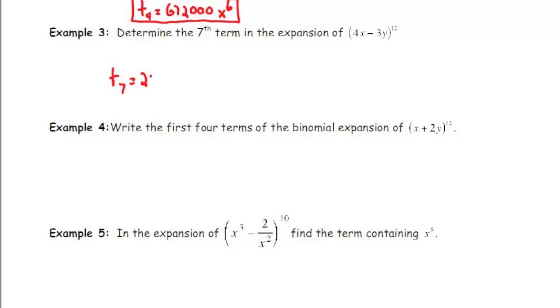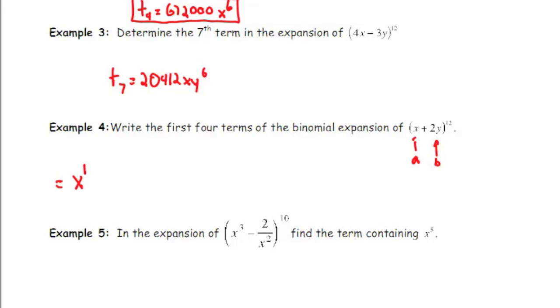You need to find what your a and b are, and away you go. So I'm just going to give you the answers to these, and you just need to employ the equation correctly. Our T for the 7th term in this expansion is equal to 20,412 xy to the 6th.